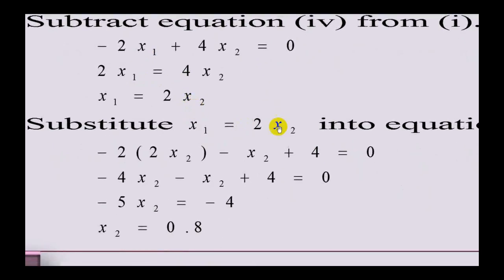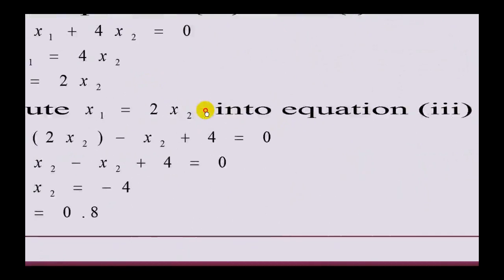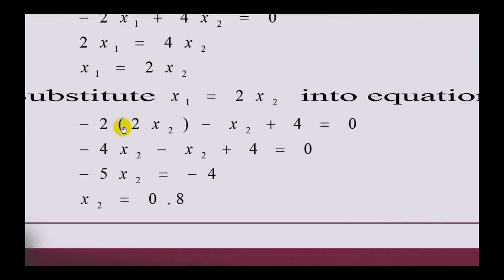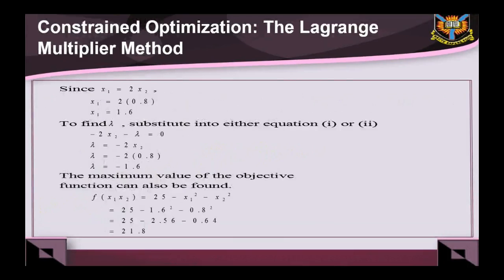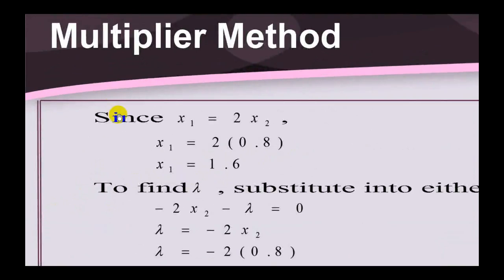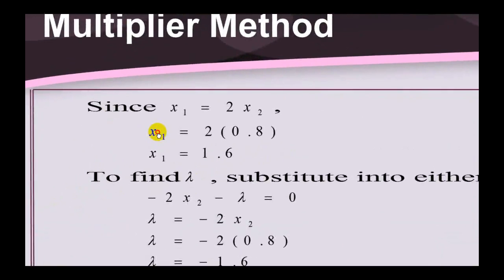Substitute x1 equals 2x2 into equation 3. Minus 2 of 2x2 minus x2 plus 4 equals 0. Minus 4x2 minus x2 plus 4 equals 0. Minus 5x2 equals minus 4. x2 equals 0.8. Since x1 equals 2x2, x1 equals 2 of 0.8, x1 equals 1.6.